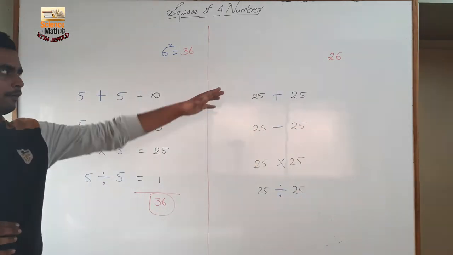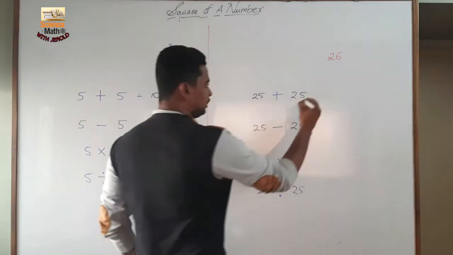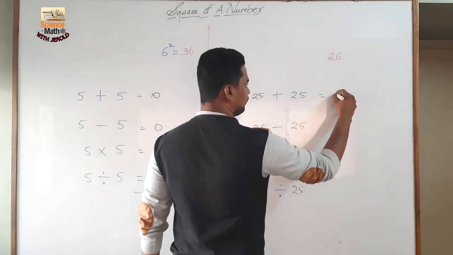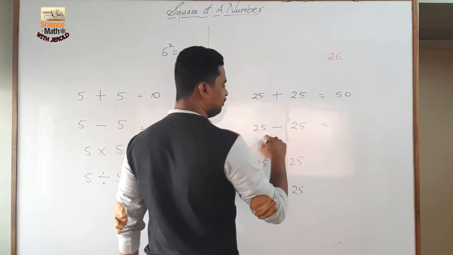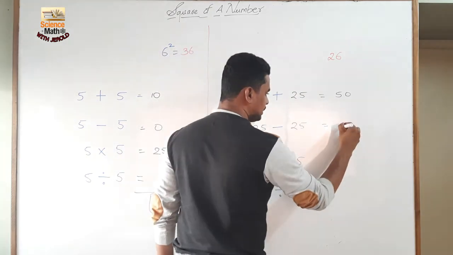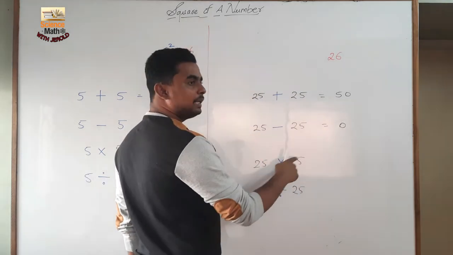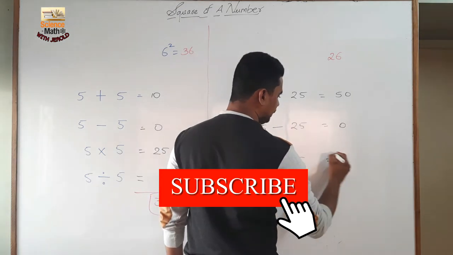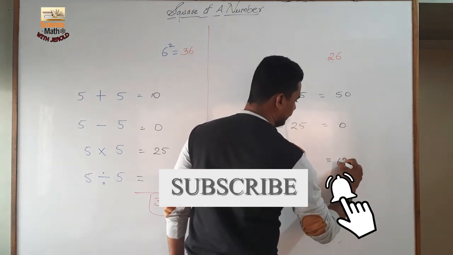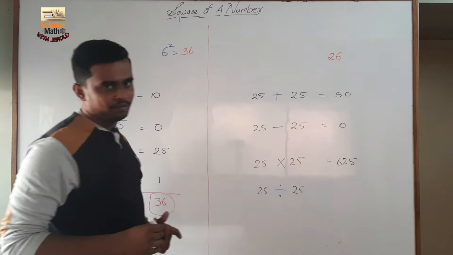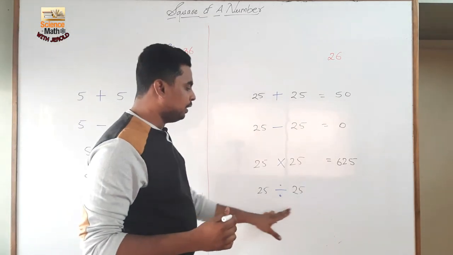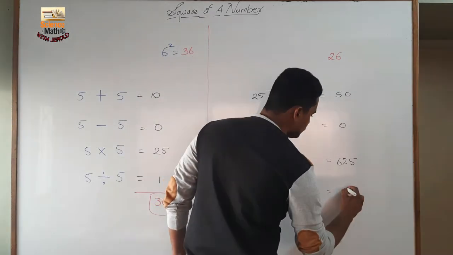Let us see how you can find the numbers. 25 plus 25 will give me 50. 25 minus 25, simple, it will be 0. 25 multiplied by 25 will give me 625. The square of 25 is 625. And 25 divided by 25 is 1.